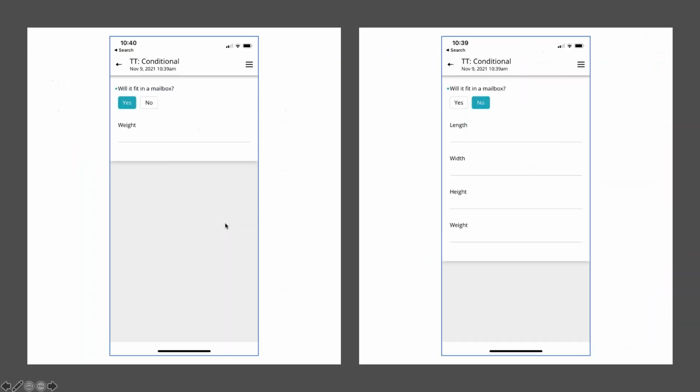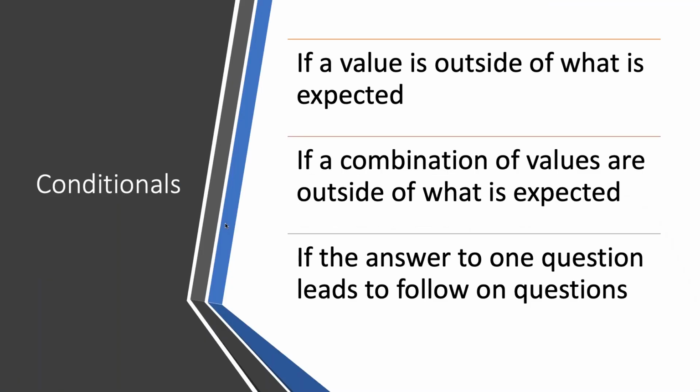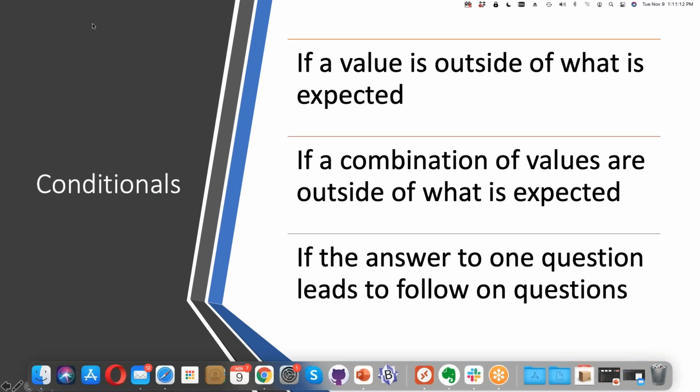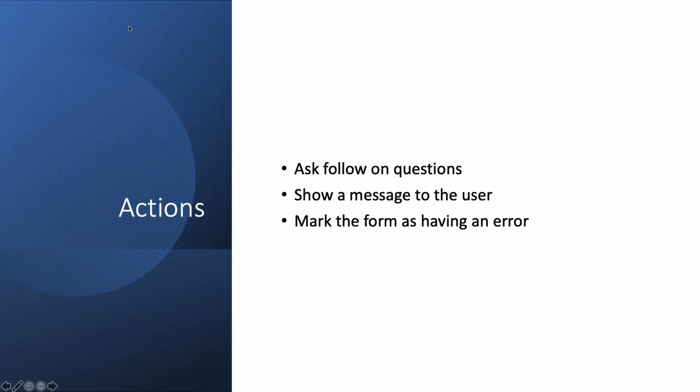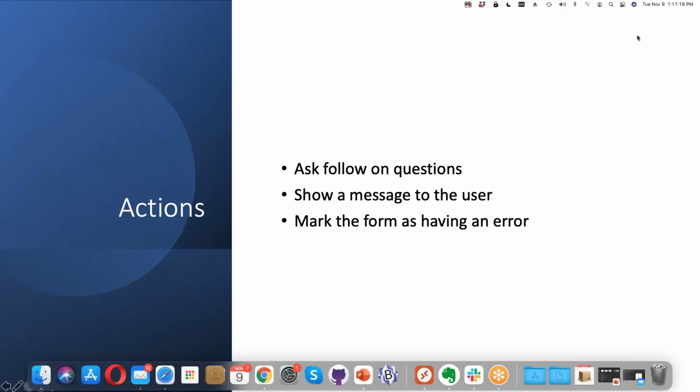And that is that you can set up conditionals to look at the value of fields or the value of multiple fields. And if they fall outside or inside an expected range, you can ask follow-up questions. You could show a message to the user, or you can mark a form as having an error, which is similar to showing a message to a user, but also marks the record in a few other places and allows you to find the errors using a menu. So I hope that's been helpful information for you.